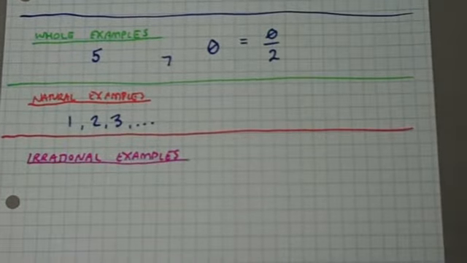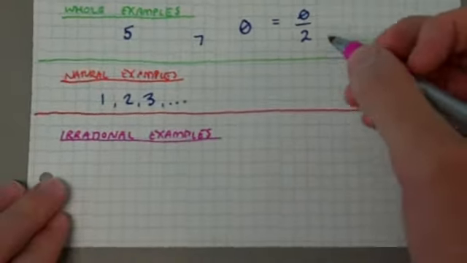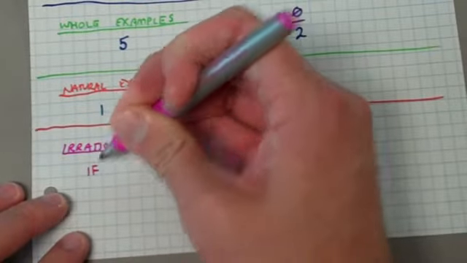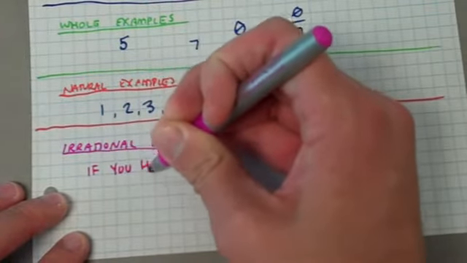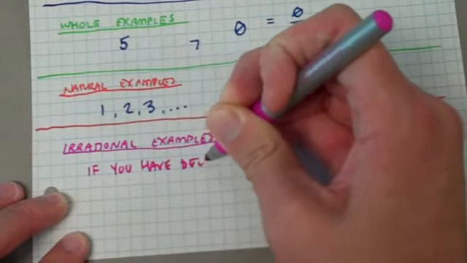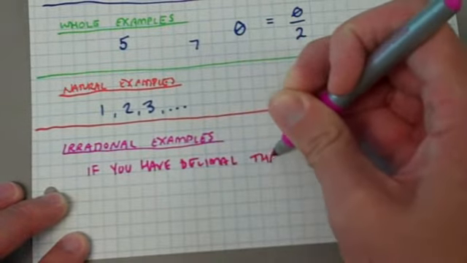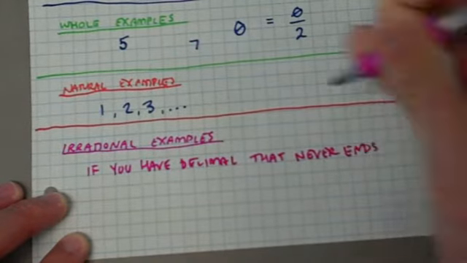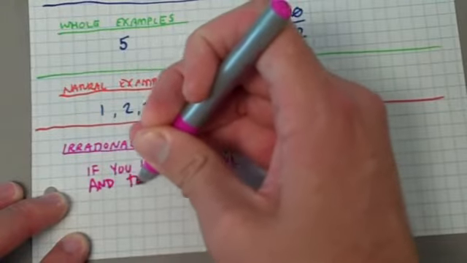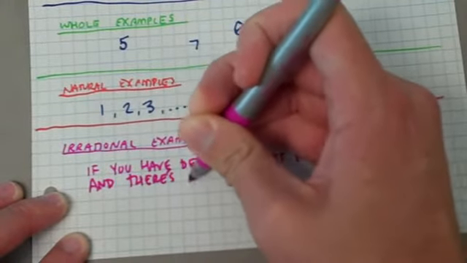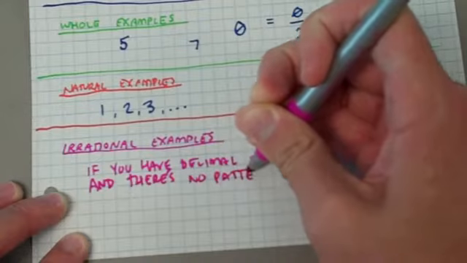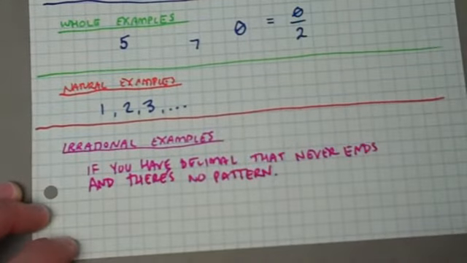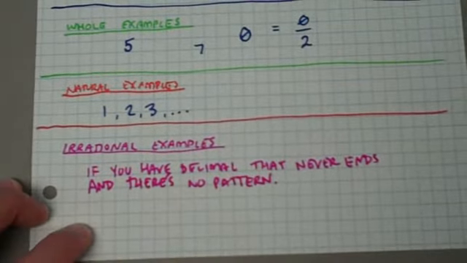Now let's move on to irrational numbers. Irrational numbers are bizarre. Very bizarre numbers. For irrational numbers, if you have a decimal that never ends, and there's no pattern to it, it's irrational. So if you have a decimal that never ends and there's no pattern at all, it's irrational.